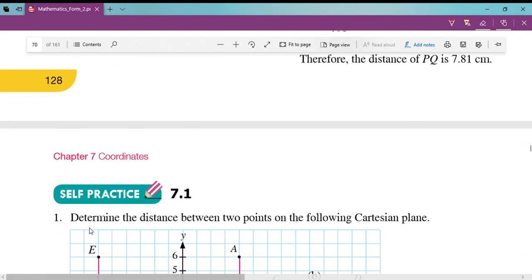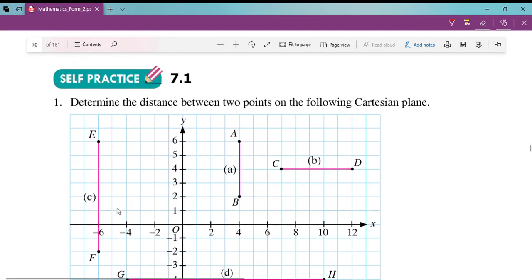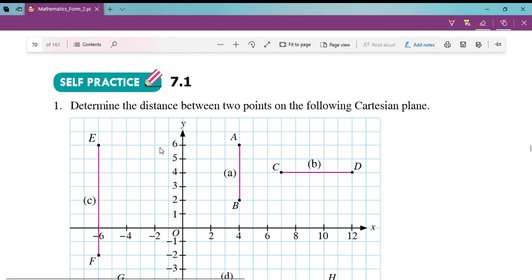Next, I would like you to try self practice 7.1. I will post the questions in Google Classroom, and I hope you can give me the answer. You can draw inside or give me the final answer, or you can do it as homework and then snap a photo and post it in the Google Classroom.